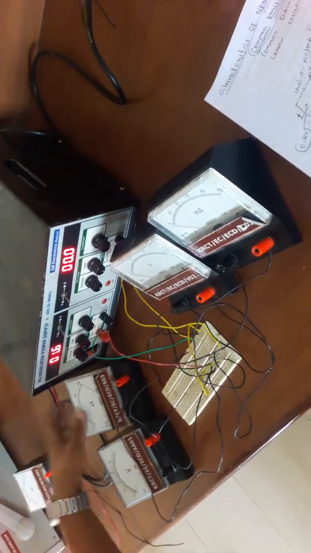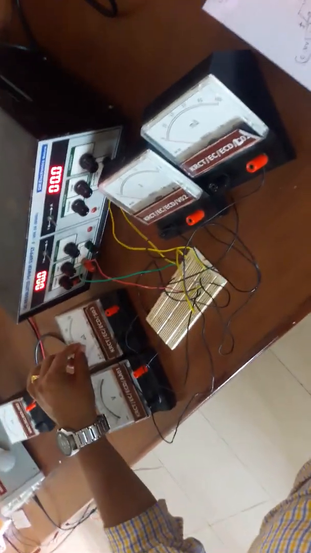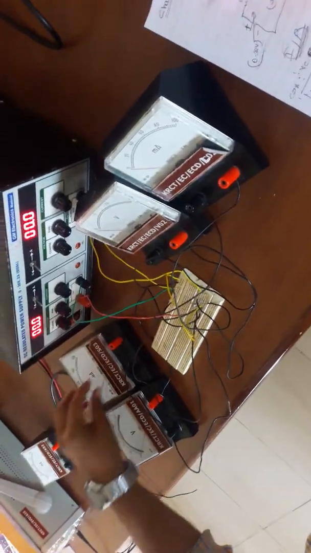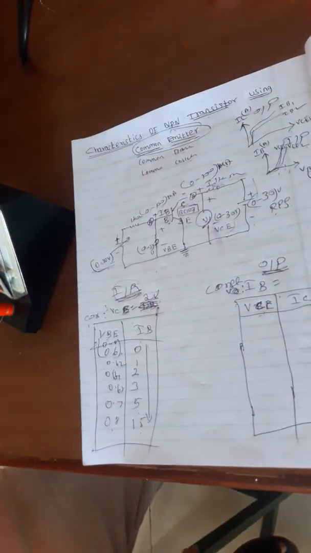Students, next we are going for output characteristics. In the output characteristics, there is only one difference. Instead of milliamps, we replace it with microamps. So in these output characteristics, 0 to 100 microamps. In the output characteristics, the base current will be constant, so the input current will be constant.